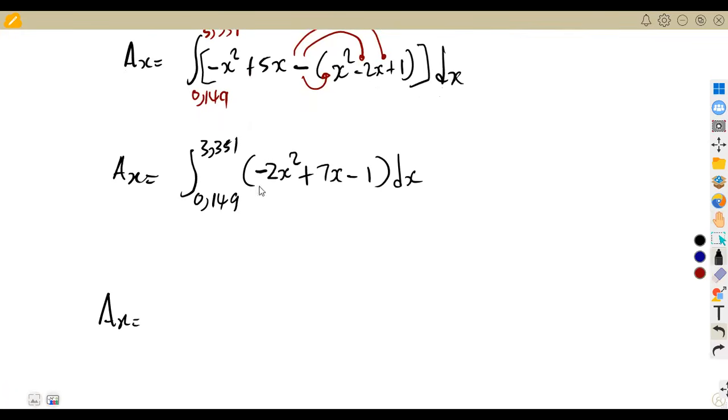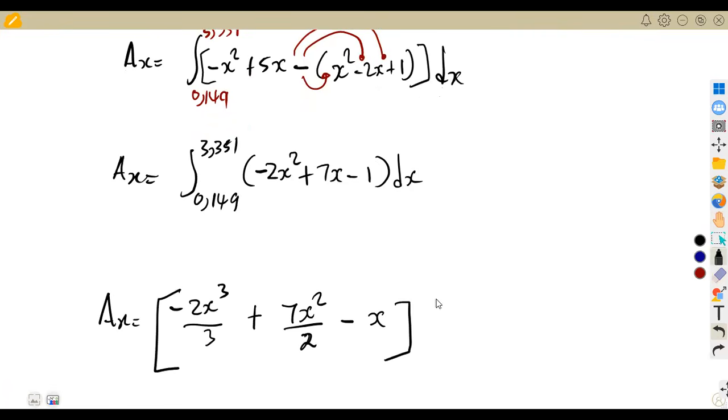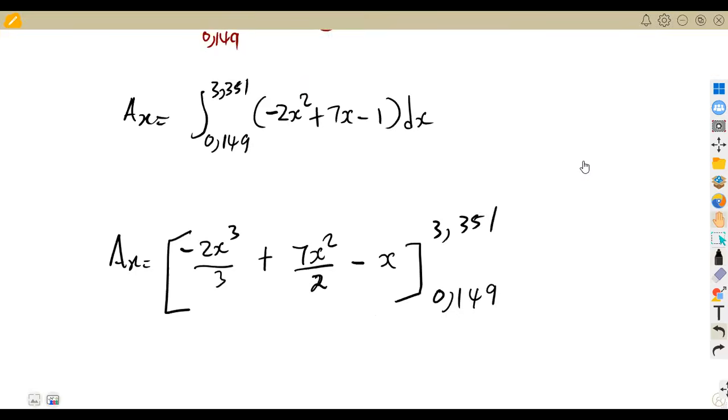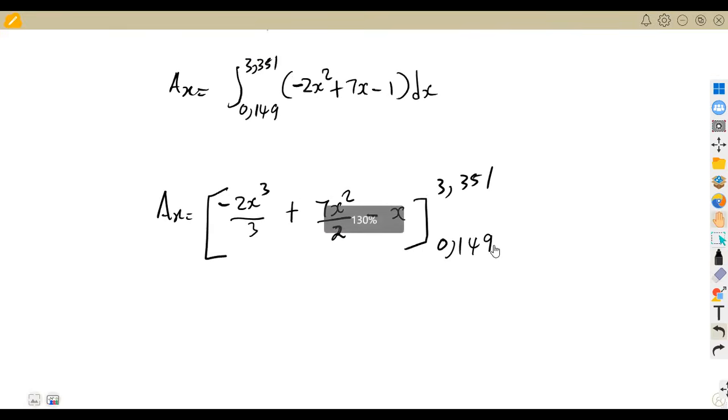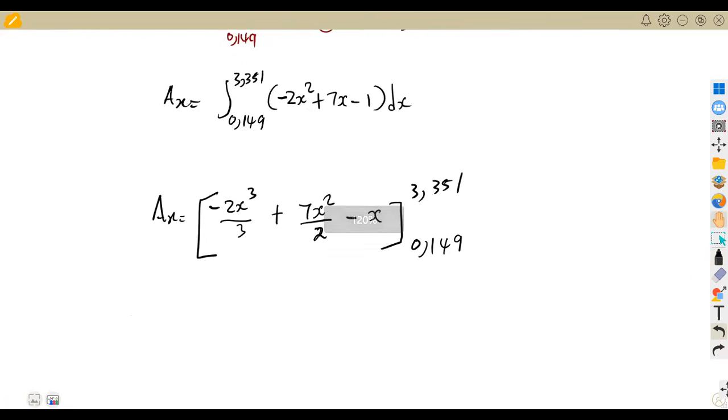So let us integrate. Okay, going to add 1 here, which is negative 2x to the exponent of 3 over 3, plus, if we add 1, that will be 7x squared over 2, minus x there. 1 is just the same as minus x, all right? Then we consider our limits, the upper limit 3,351, and 0,149, like that, all right? So that's it. We have to substitute upper limit minus the lower limit, just like the previous part that we had. This will give us our area in this case.